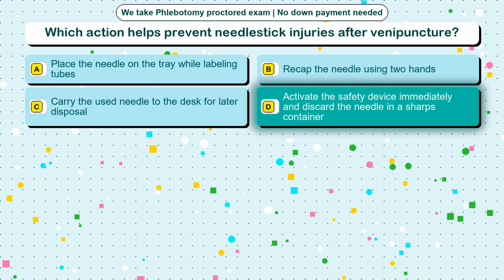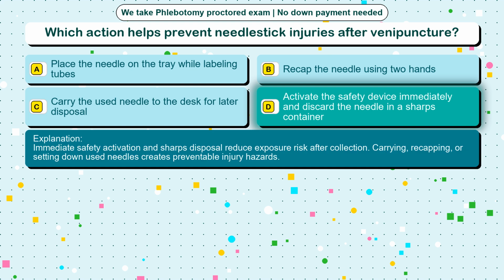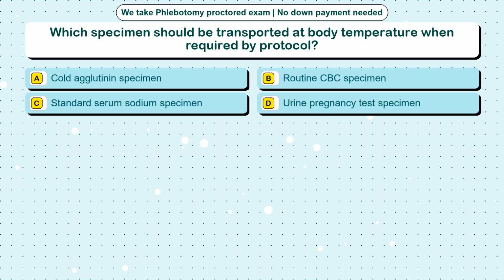The correct answer is option D. Activate the safety device immediately and discard the needle in a sharps container. Immediate safety activation and sharps disposal reduce exposure risk after collection. Carrying, recapping, or setting down used needles creates preventable injury hazards. Question 83.